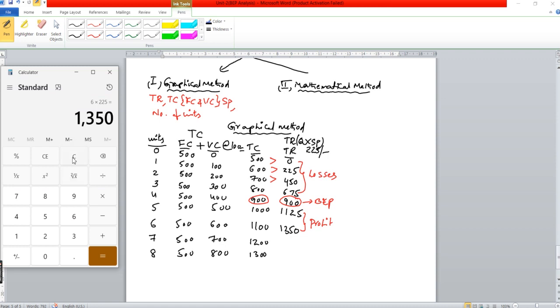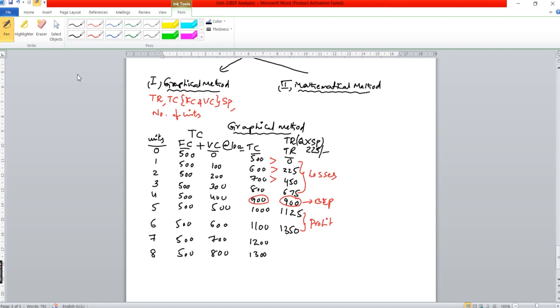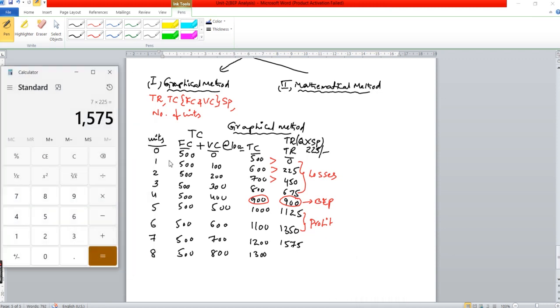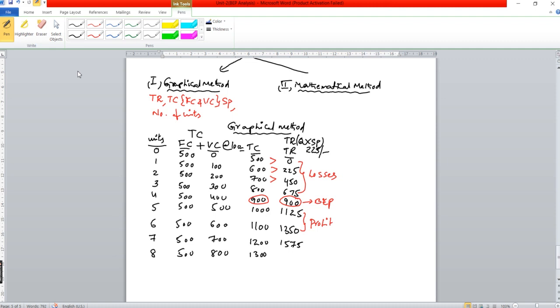At 7 units, 7 into 225, 1575. At 8 units, 8 into 225, 1800. So this point above the break-even point is considered as profit.